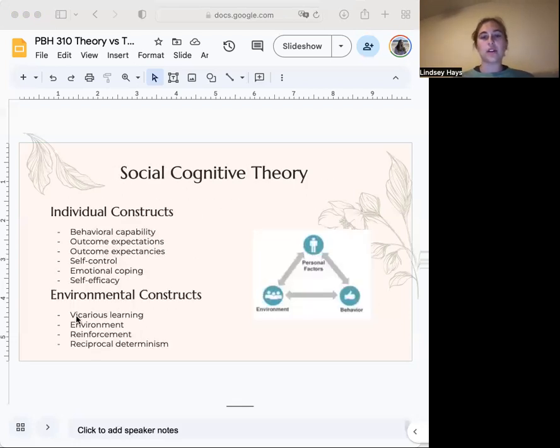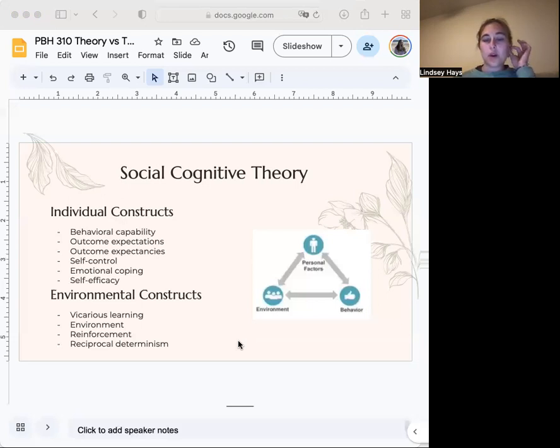So some external factors or environmental constructs around you. Vicarious learning is seeing someone else, maybe your friend, quit vaping and you see how much better it is for them and that they no longer wake up feeling sick in the morning, or if they don't have their vape, they just automatically get a headache. So seeing the positive and negative effects of the vape on someone else's life is vicarious learning.